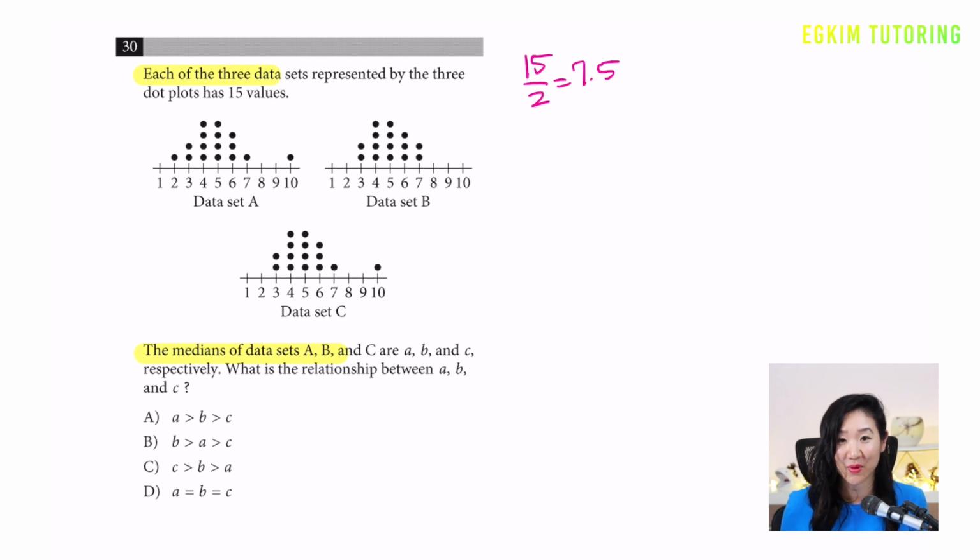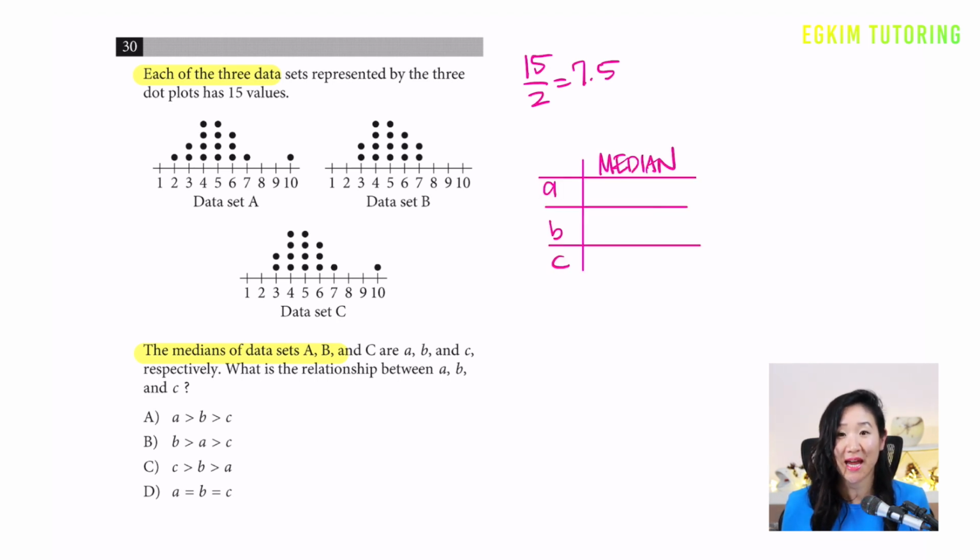Let's go ahead and make a table. Let's start with data set A. So what we're going to do is count until we get to the 8th data point, and it doesn't matter if you start from the left or right since this is just in the middle. So I'm going to start on the left and count 1, 2, 3, 4, 5, 6, 7, 8. And if you notice, the 8th data point has a value of 5. So the median is going to be 5. I'm going to put that in the table. And then let's do the same for data set B. So for data set B, it's going to be 1, 2, 3, 4, 5, 6, 7, 8. Again, the value for the median is 5, so I'm going to put that in the table. So at this point, what we have is a is equal to b.